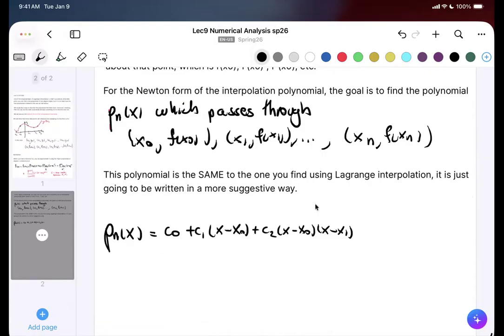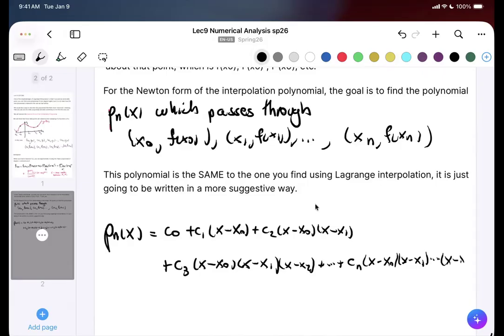Let me just continue here. Plus a constant C3 times x minus x0 times x minus x1 times x minus x2, and so on, until you get to Cn, a constant Cn, which will be times x minus x0, x minus x1, and so on, until x minus xn minus 1.